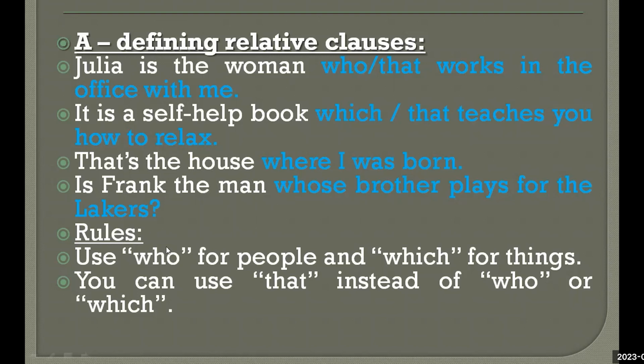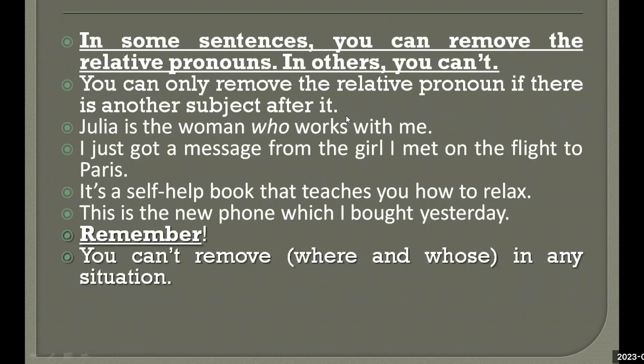Now, pay attention to these rules. Use who for people and which for things. Yeah, like this example. The woman, who. A book, which. You can use that instead of who or which. Like this example, you can remove who and just use that. Remove which and just use that. Okay, in some sentences, you can remove the relative pronoun and in others you can't.